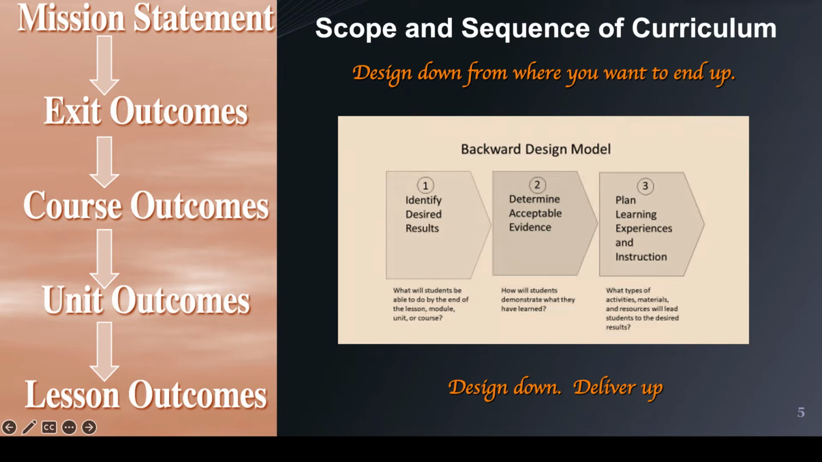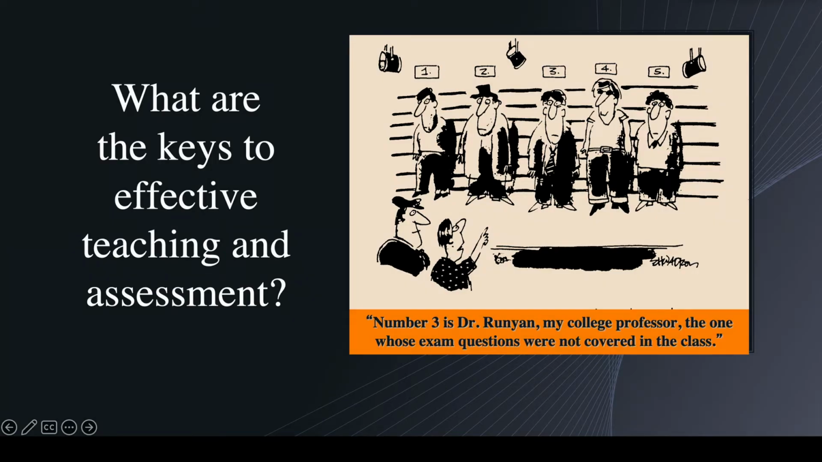That is, there was a scope and sequence of curriculum from kindergarten to 12th grade, or from the freshman to senior graduation for a college. It was a way of backward design to where you decided what you wanted the child to be like and you worked to get there. Well, in essence, when you teach, people always ask the question, what are the keys to effective teaching and assessment?